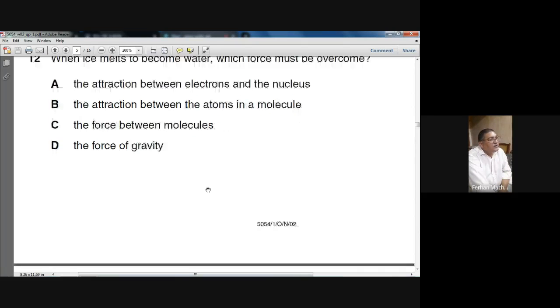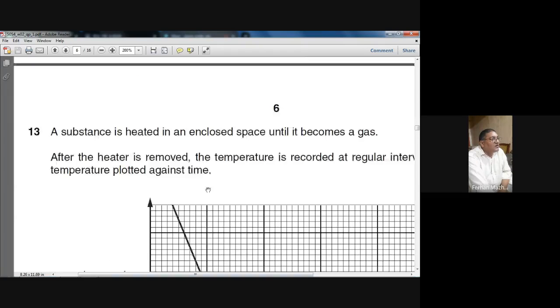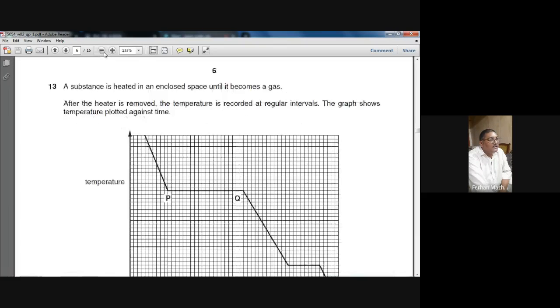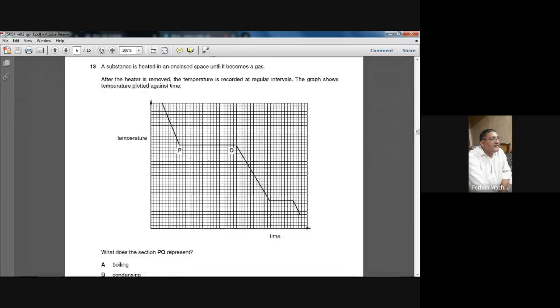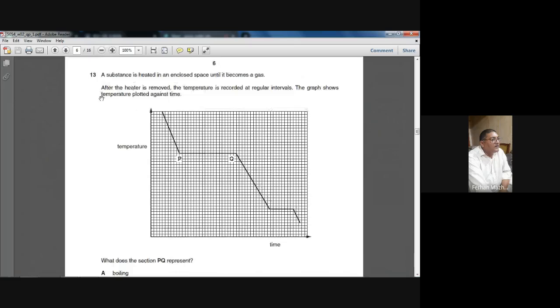So we are doing the winter 2002 paper on the topic of heat. Question number 13 is on your screen. A substance is heated in an enclosed space until it becomes a gas. After the heater is removed, the temperature is measured as it cools at regular intervals. The graph shows temperature plotted against time. So the thing was converted into gas in a container, and then we allowed it to cool. What does the graph represent?